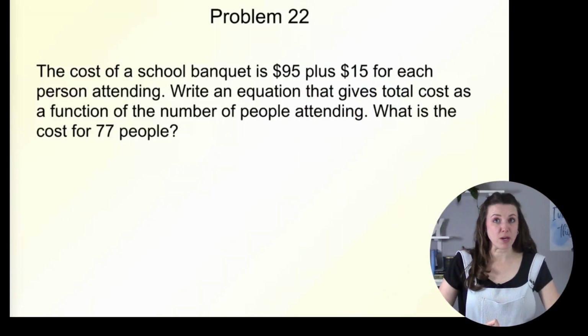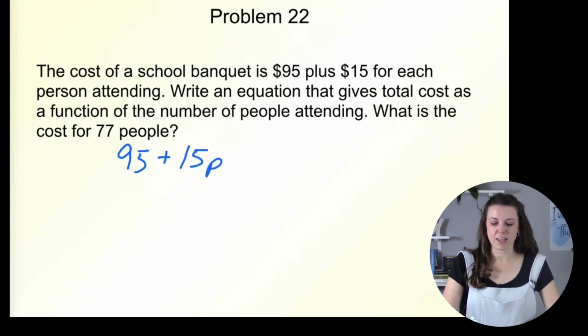The cost of a banquet is $95 plus $15 for each person attending. Write an equation that gives the total cost as a function of the number of people attending. What is the cost for 77 people? Okay, so really we have $95, right? We have to pay that no matter what, plus $15 per person.